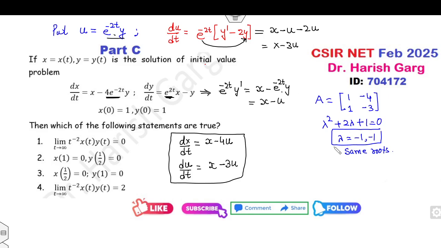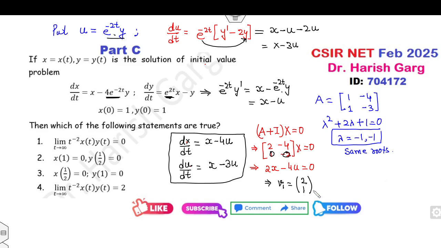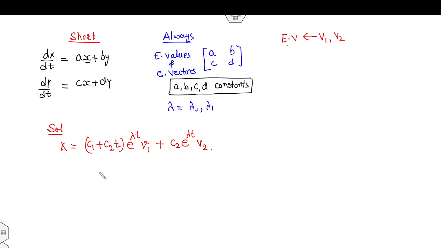Now can you find the eigenvectors? So firstly the eigenvector: A minus lambda I, so A plus lambda I of x is 0. So that will give you 2, minus 4, 1, minus 2 of x is 0. So that will give you 2x minus 4u is 0. Because if you use the elementary row operations, this value becomes 0. So that means one eigenvector, you can choose 2 and 1. Fine. So your v1 will be 2 and 1.